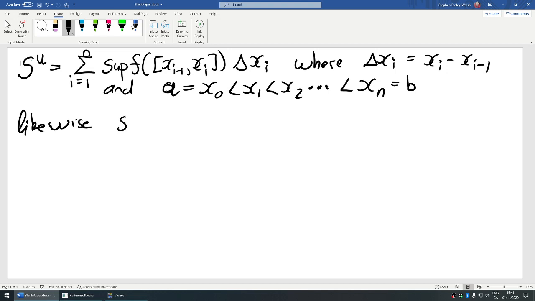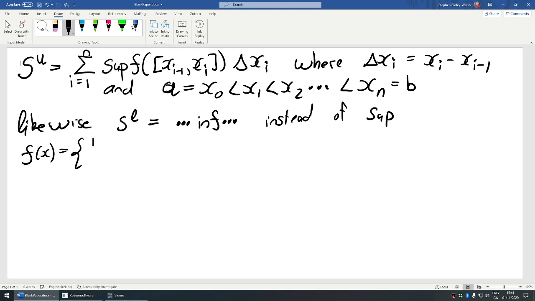Likewise, S_L is the lower Riemann sum, and that's all the same, except we use inf instead of sup. So in this question here, our function is definitely bounded, and it's 1 when x is rational, and -1 when x is irrational. Oh, and I should put a little n index here.